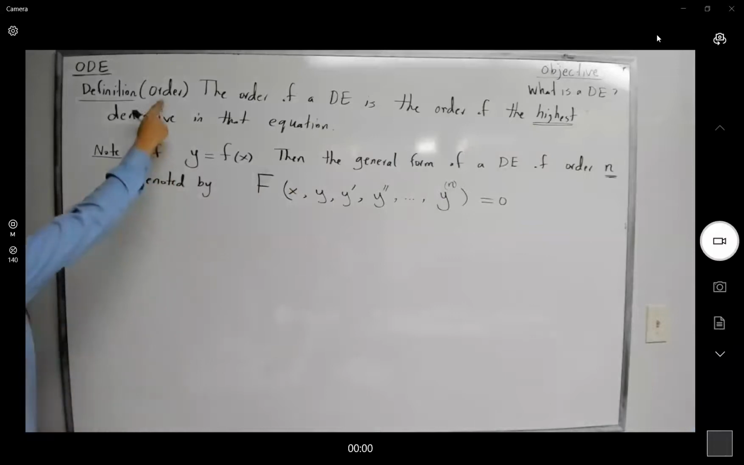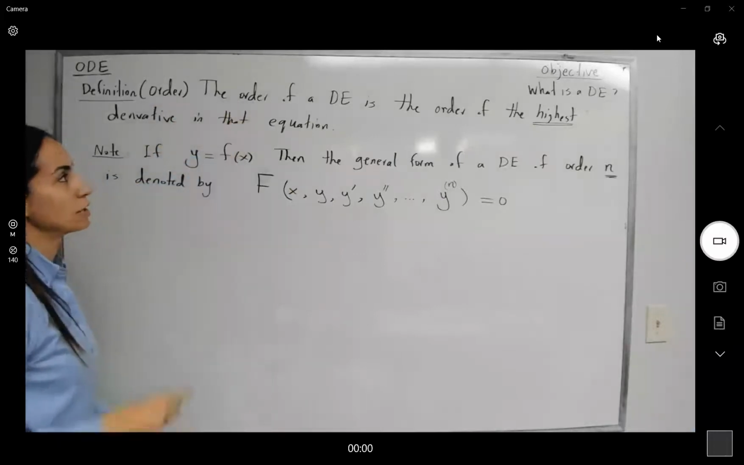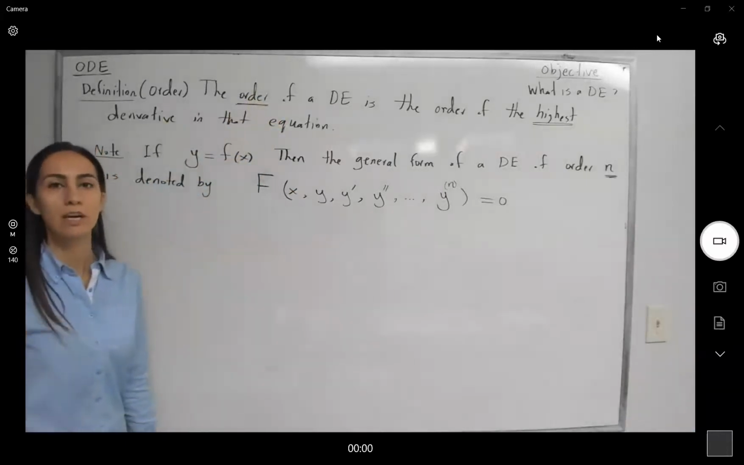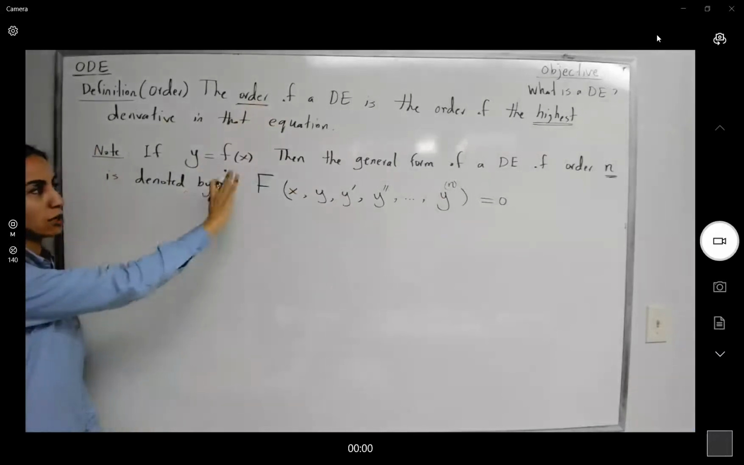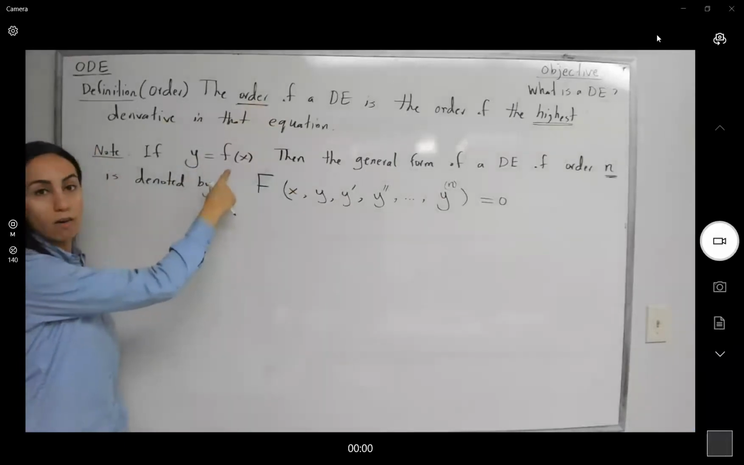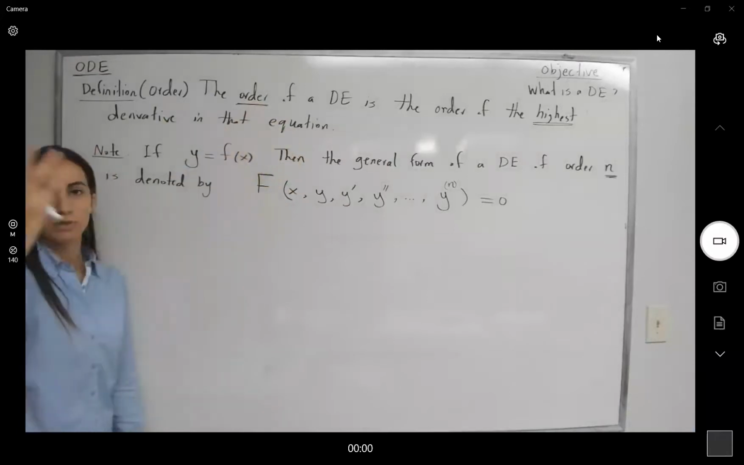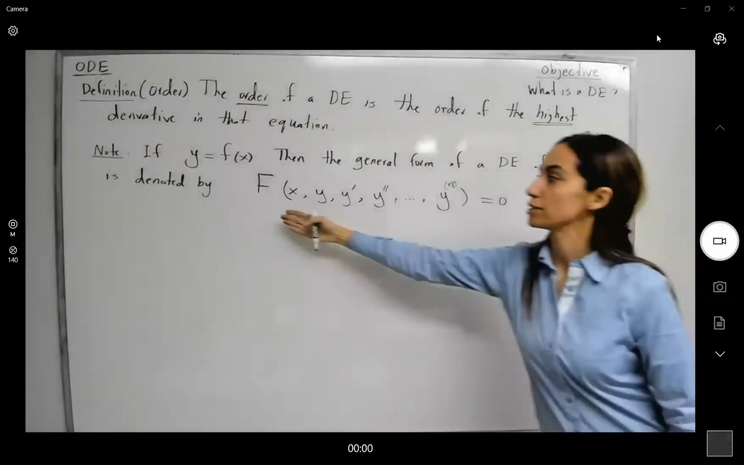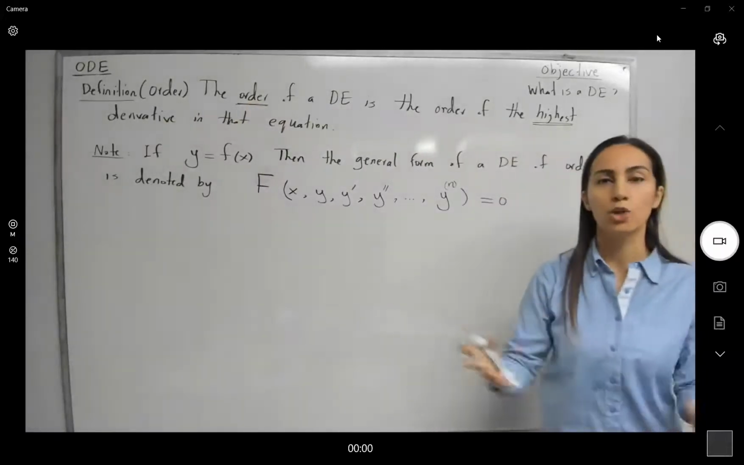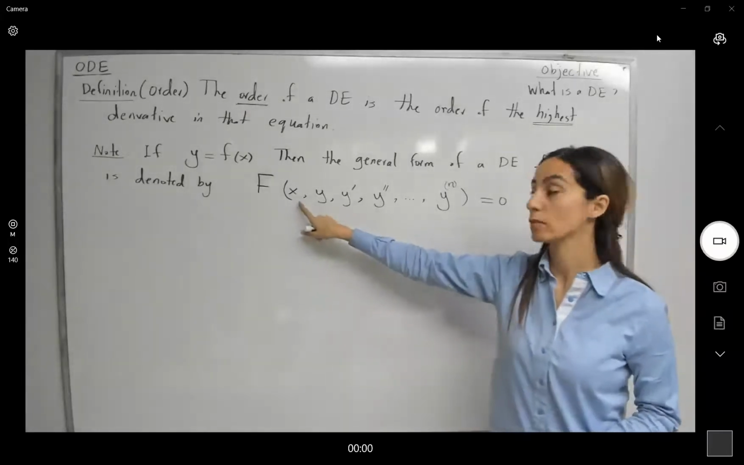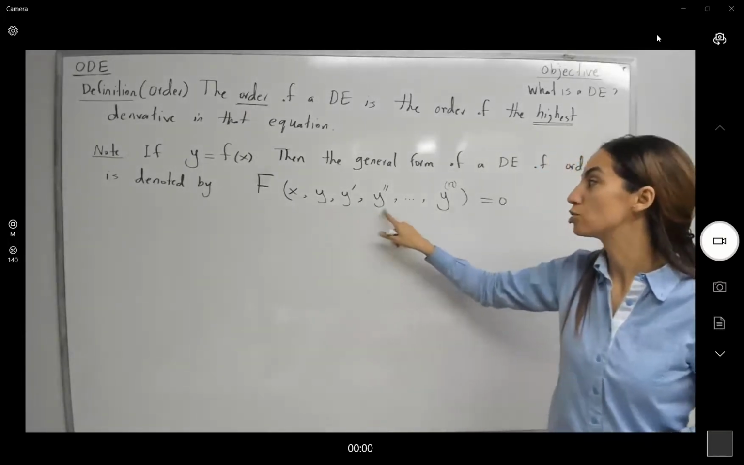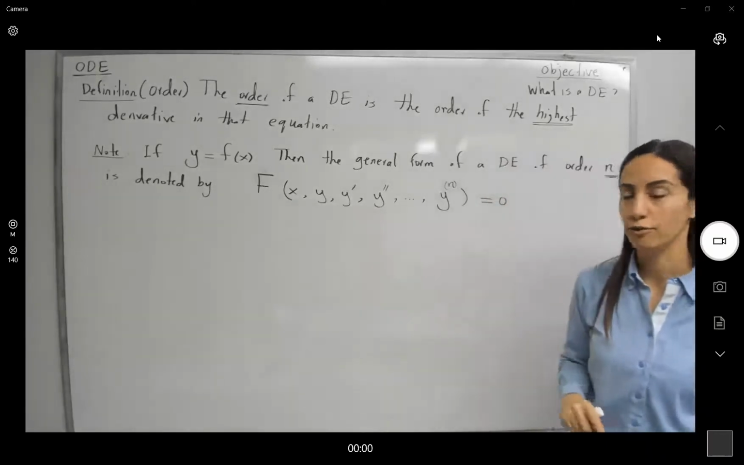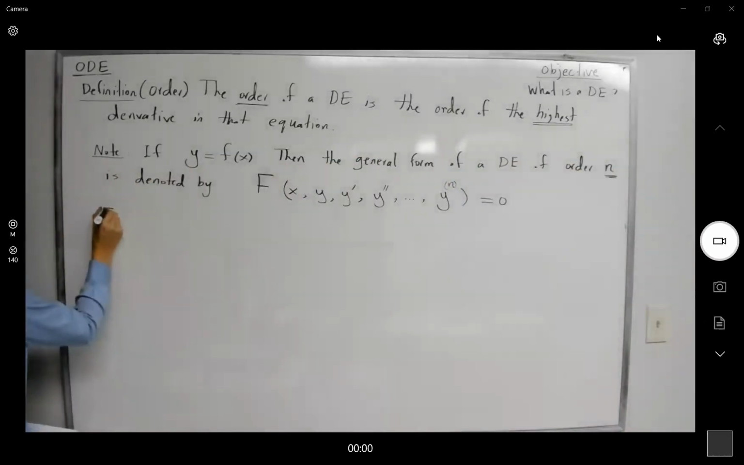So again, what is the order? The order of a differential equation is the order of the highest derivative in that equation. And in general, if y is equal to f of x, then the general form, the normal form of a differential equation of order n is written this way. It means that you are connecting x, y, and the derivatives of y using a relation like F. Give us an example. What are you talking about?